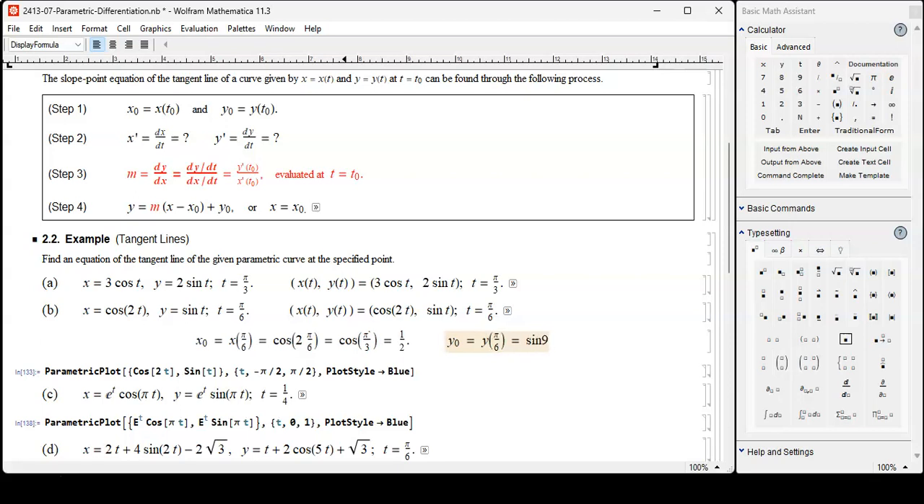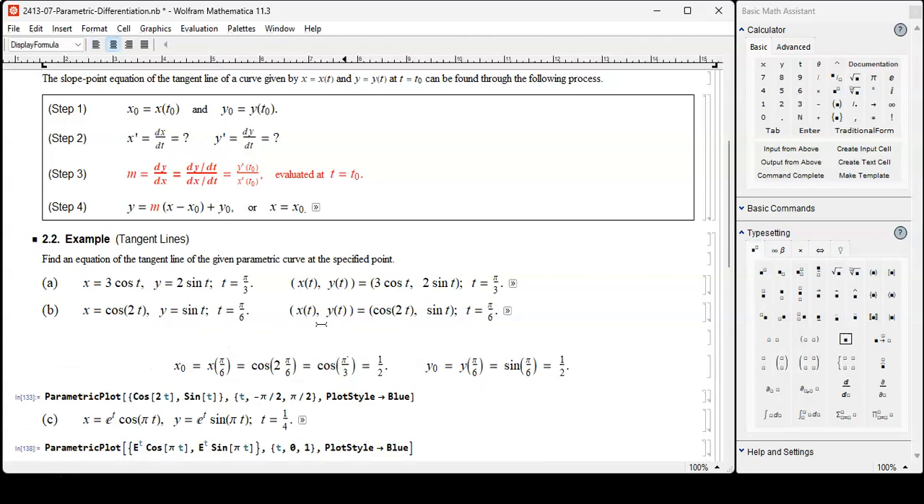Oops. And what is sine of pi over 6? Sine of 30 degrees. That's 1/2. So that's 1/2, and that's 1/2. We can anticipate our solution like this. Y equals m, x minus x0 plus y naught. X naught is 1/2 here, y naught is 1/2 there, and the slope, that's always a problem. Slope is always a problem.